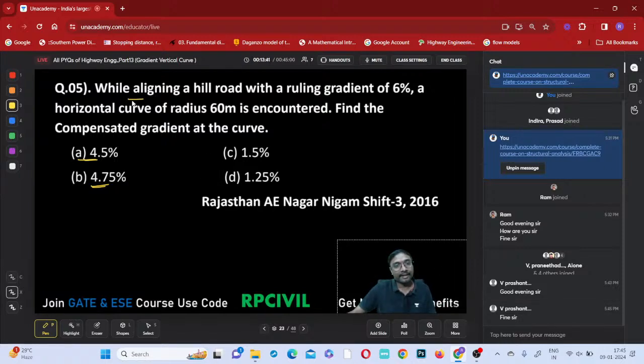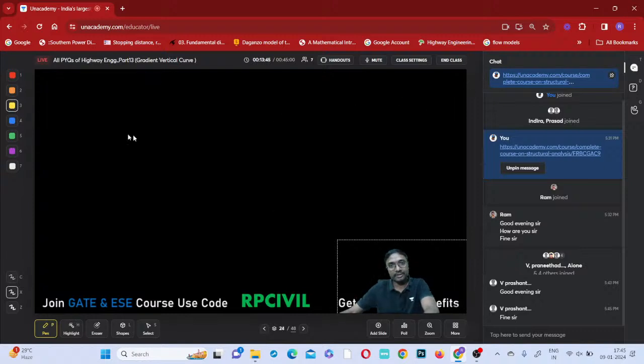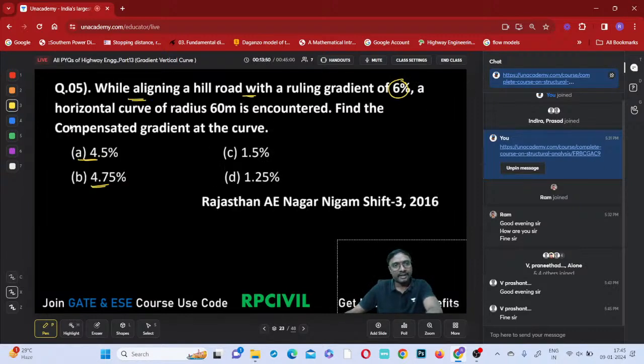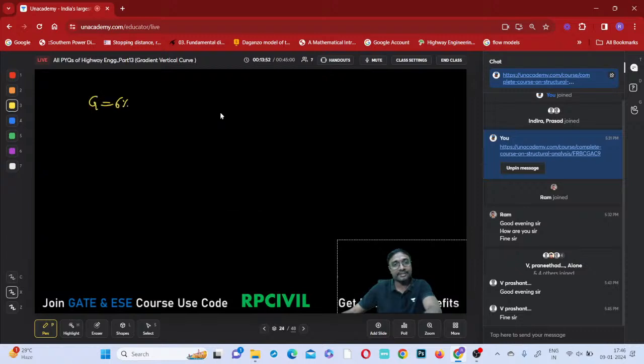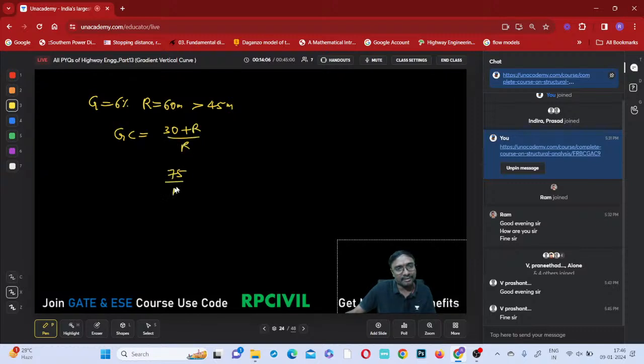Right. While aligning a hill road with a ruling gradient of 6%, right? What can you say, the original gradient will be equal to 6%, right? The horizontal curve has a radius of 60 meters, right? So radius 60 meters greater than 45 meters means, what grade compensation do we have to use? First formula or second formula? The first is 30 plus R by R, and the second one is 75 by R, right?